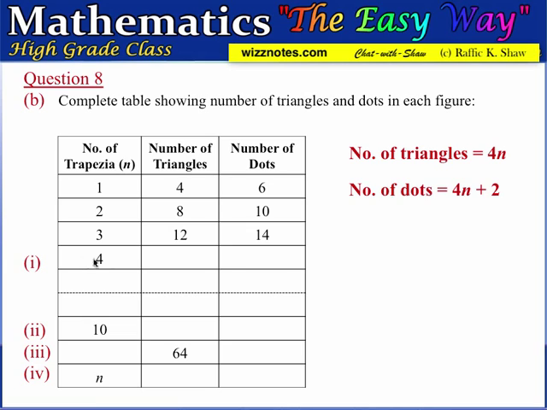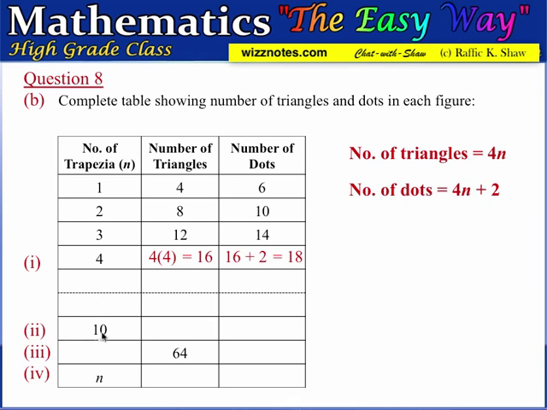And so now for this row, where n is 4, the number of triangles will be 4 multiplied by 4, 4 times 4, and that is 16. And so the number of triangles when n is 4 will be 16. And then the number of dots will be 16 plus 2, which is 18. And that's the answer for that part.